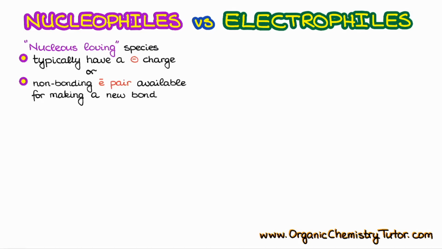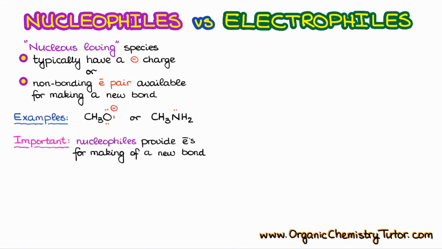A nucleophile is a nucleus-loving species, if we look at the word itself and translate its Greek roots. Nucleophiles are typically negatively charged, or they have at least one electron pair that they can easily share to make a new carbon-carbon bond, carbon-element bond, or new chemical bond in general.